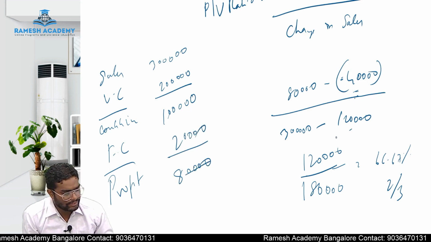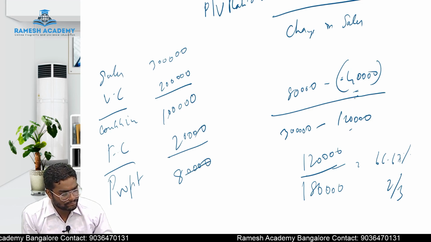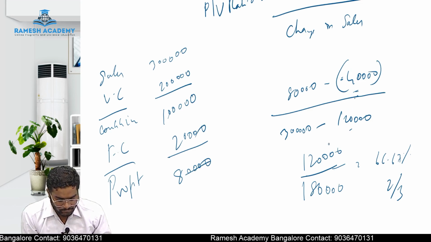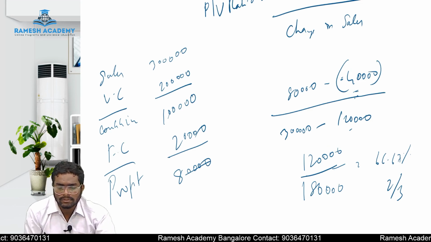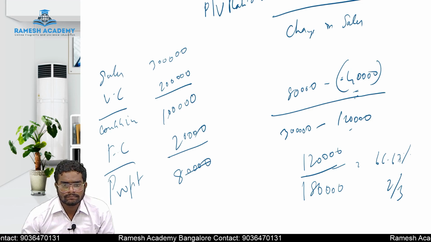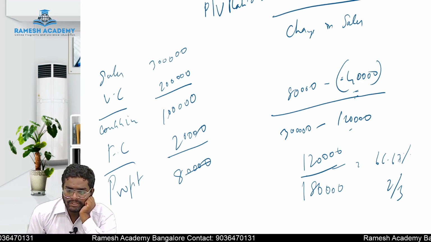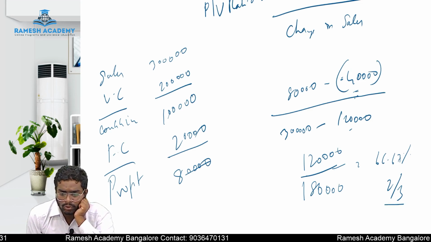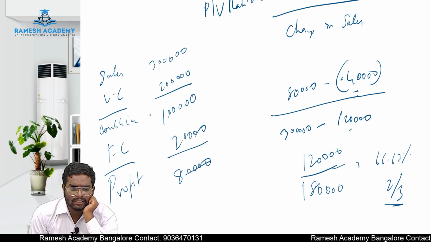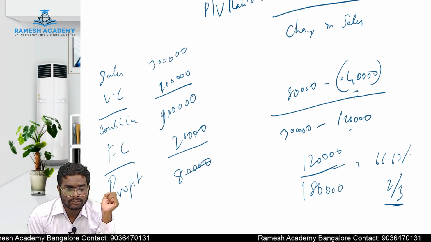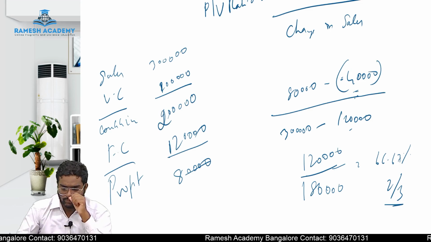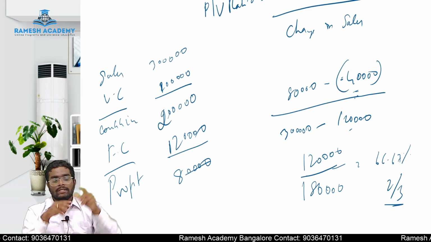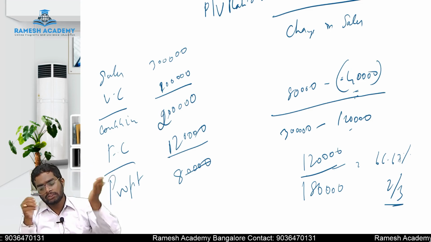So 1,20,000 into 1/3, because it is... so my PV ratio is 2/3 here. Oh, my bad, I have made one mistake here. It should be 1 lakh. Variable cost is 1 lakh, so contribution should be 2 lakh. So my profit is 1,20,000. Sorry, one small mistake here. So PV ratio is 2/3, so variable cost will be 1/3.